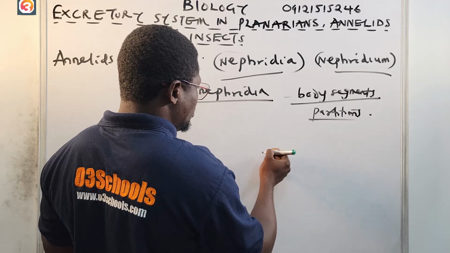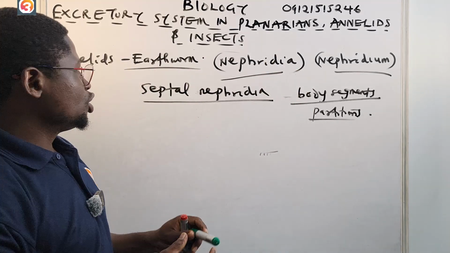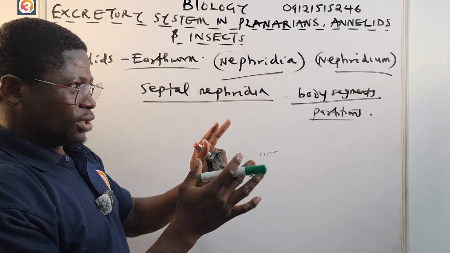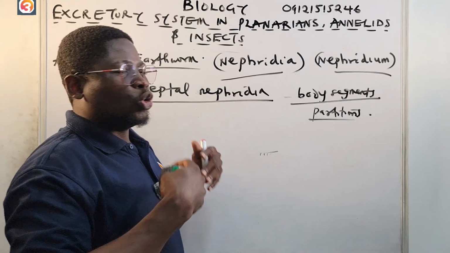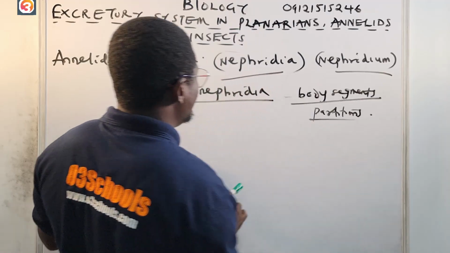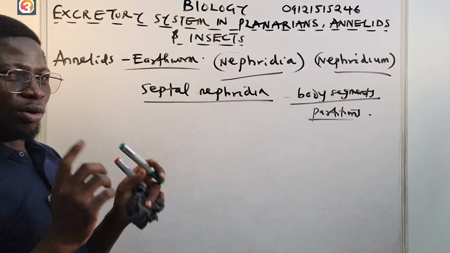You know those partitions in the body of the worms. The septal nephridia is found around the body segment, or that partition, and it helps them to remove waste from the body fluids.